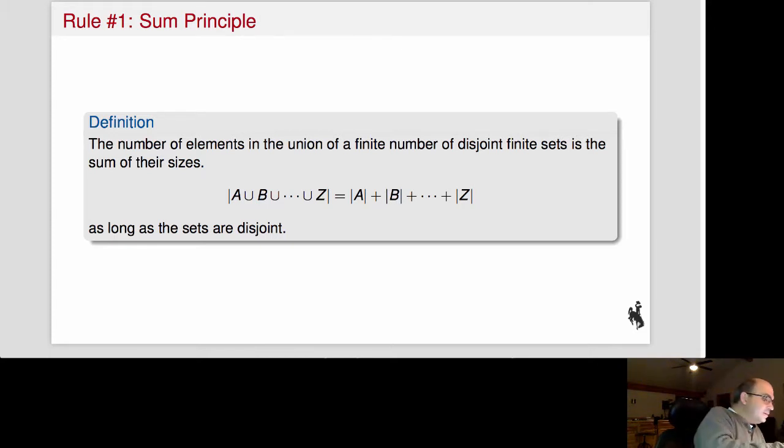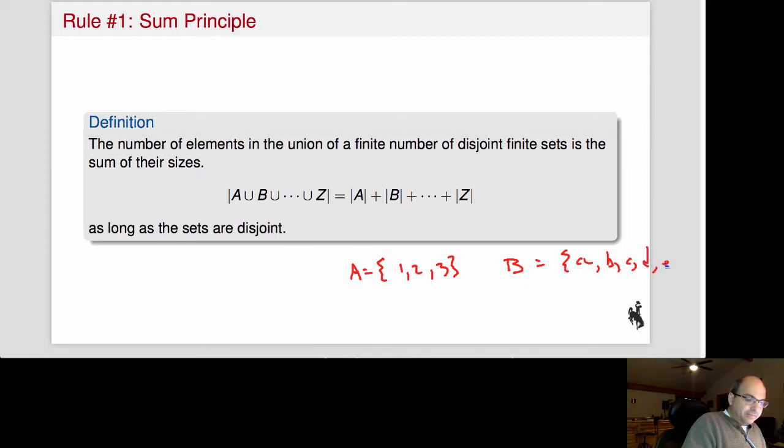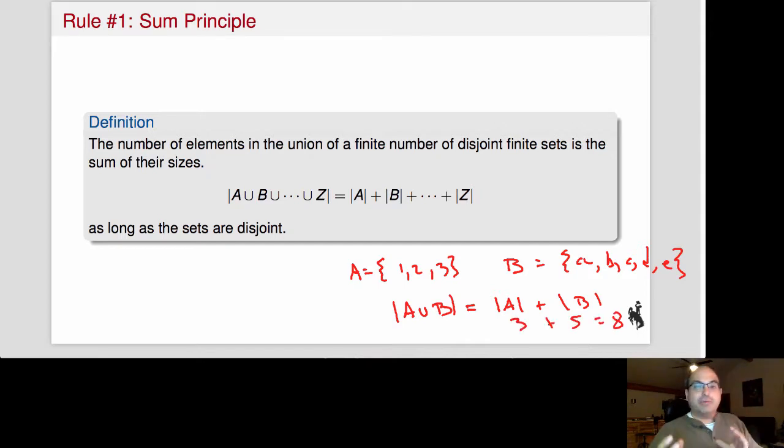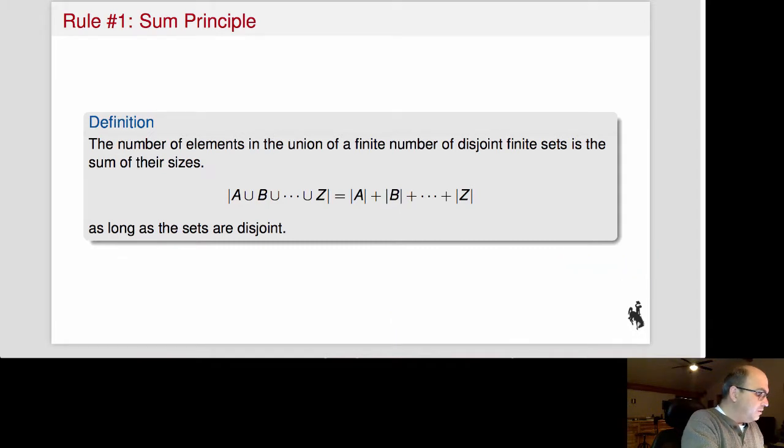So for example, let's say that we're talking about these two sets here, A, which is equal to {1, 2, 3}, right? And B, which is equal to {a, b, c, d, e}, okay? So A has 3 elements, B has 5 elements, right? And the cardinality of A union B, the number of elements in A union B, is actually equal to the number of elements in A plus the number of elements in B, or 3 plus 5, which is 8. Okay, so the reason we can get away with this is because the sets are disjoint. Okay, so that's going to be the easiest technique we have, and whenever you see that opportunity, you take it.